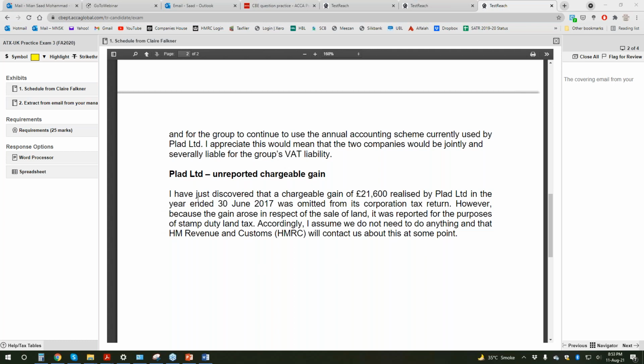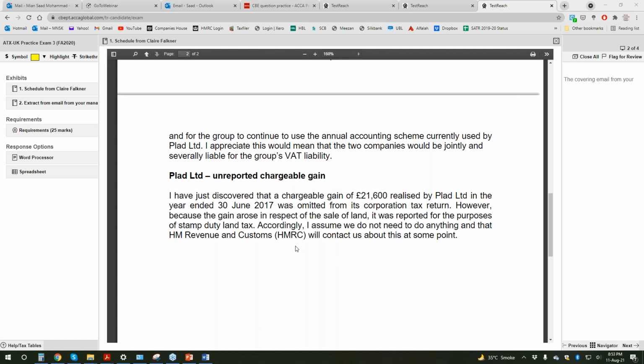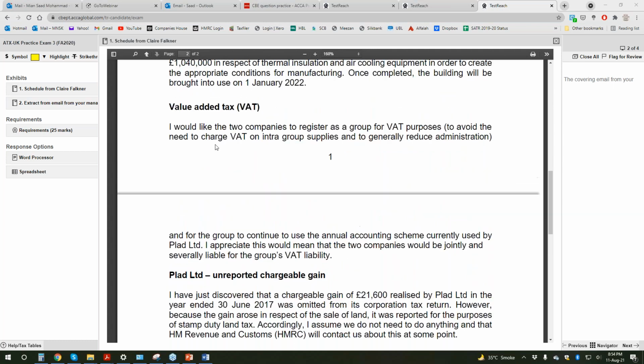So with this, you have secured 5 marks out of 25 at least, and then let's move on to the VAT part. I would like the two companies to register as a VAT group for VAT purposes, whichever two companies these are, to avoid the need to charge VAT on intra-group sales. So I will skip the intra-group sales point as an advantage.